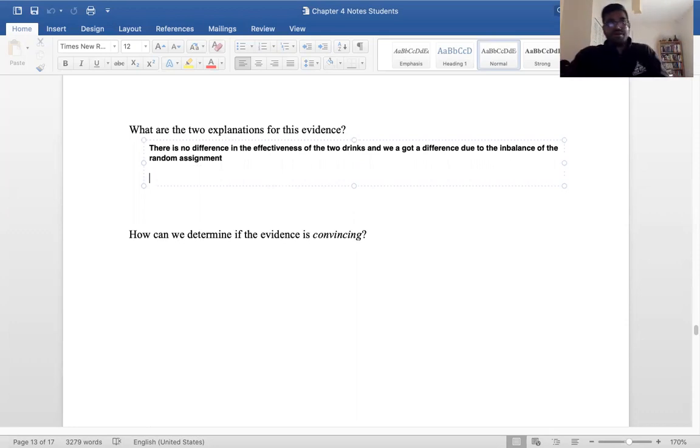On the flip side, there is a difference in the effectiveness. What that is saying is that, yes, we have these small differences between our groups, but the difference that we saw in the caffeine is so large that it's stronger than the difference between the groups. So that's a really important point as we get towards significance testing.